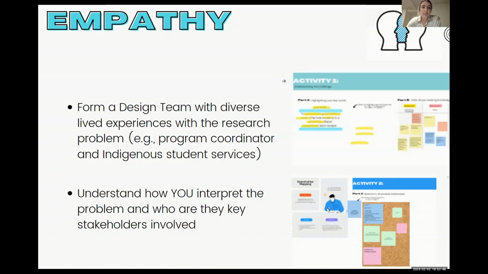And so what we did was we formed a design team. There were Ottawa researchers as well as people from Laurentian, and we formed a team. We started with just understanding how we interpreted the problem at hand, as well as identifying some of the key stakeholders that would be involved in potentially implementing a solution.